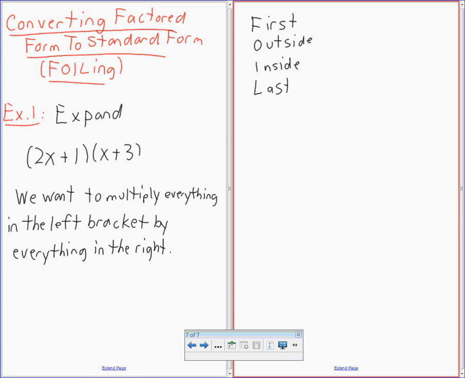I will show you how it's done. This is really easy once you get it down. Okay. So what I'm going to do is I'm going to use nice big arrows. So I'm going to make sure that I multiply the 2x by both things.